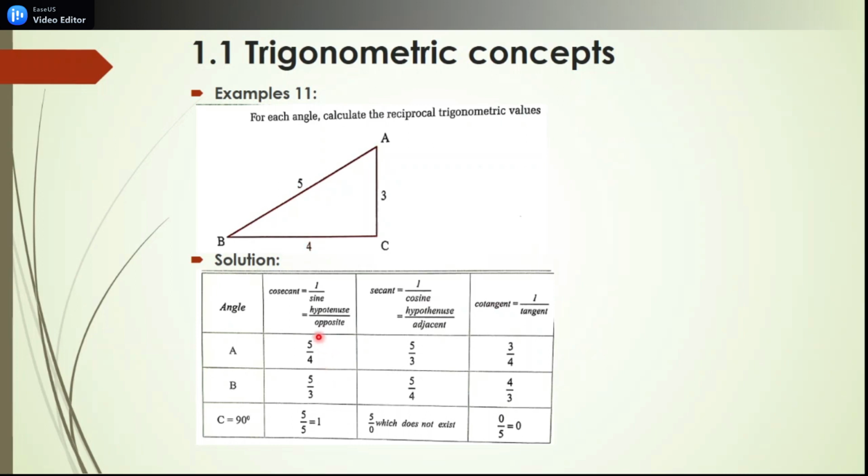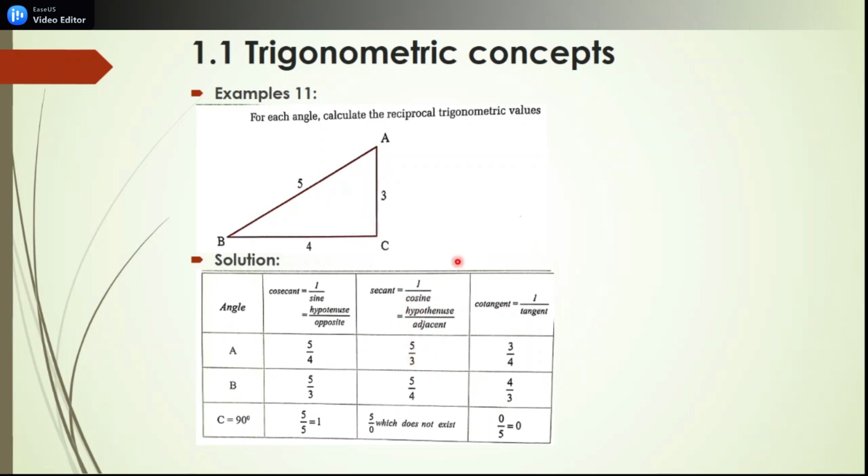That's the reason why we take 5 over 4. For the case of B, the opposite side is equal to 3, and the hypotenuse is equal to 5. So for the case of C, the angle in C is known, it is 90 degrees.